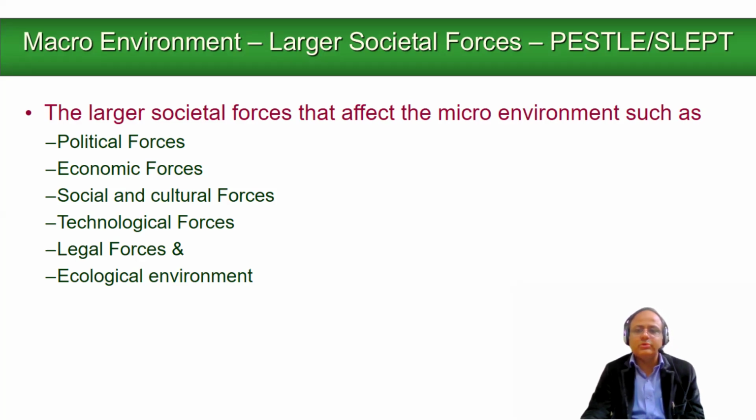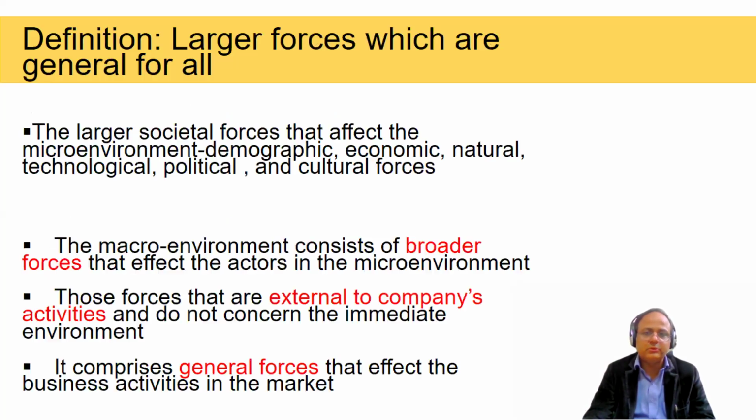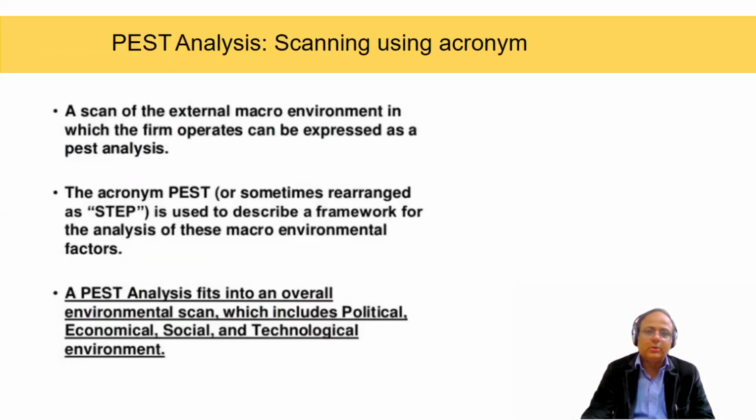There are other acronyms at the same time when you talk about the PESTEL environment. SLEPT is also a famous acronym because there are multiple books that give different acronyms. However, PESTEL is the most famous version when it comes to talking about the macro environment. Let us define what the macro environment is all about. These are larger forces which are general for all the companies, for the entire industry. So, the macro environment consists of broader forces. These forces are external, uncontrollable, and general, and they affect the business activities in the market.